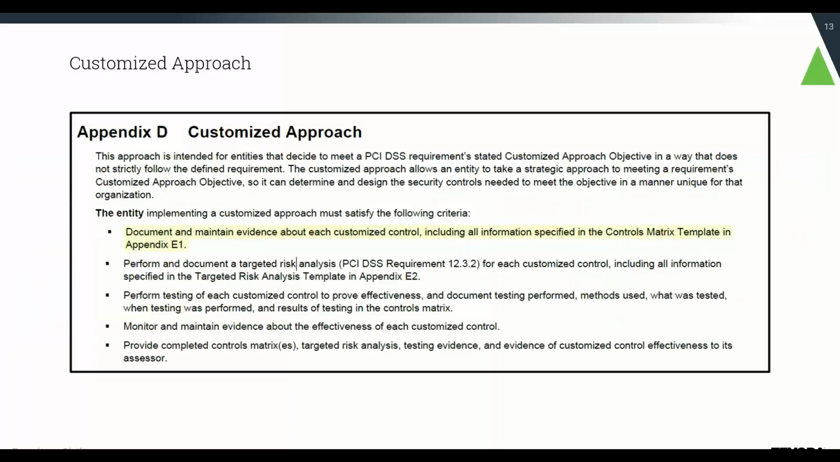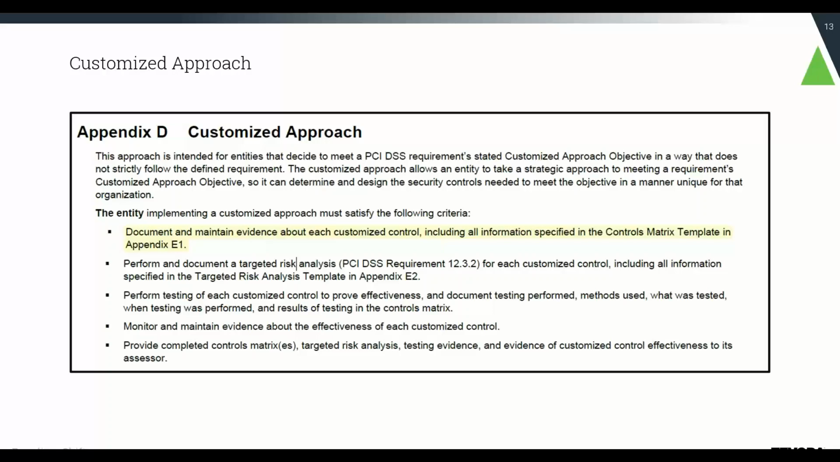So this is a snippet from Appendix D. No need to read through it, but the one thing I wanted to point out is that we list out the criteria. This is a long-form version of what we described in the how section in prior slides of how to do a customized approach control.